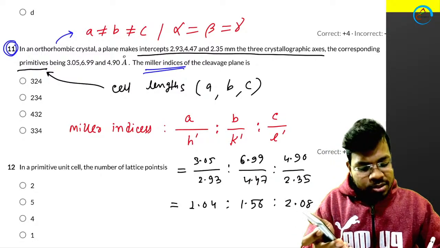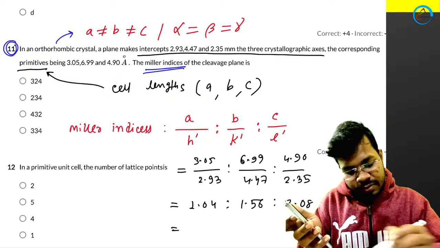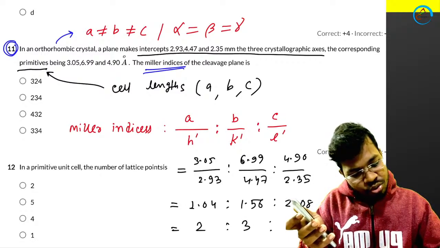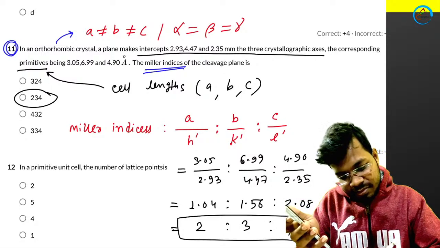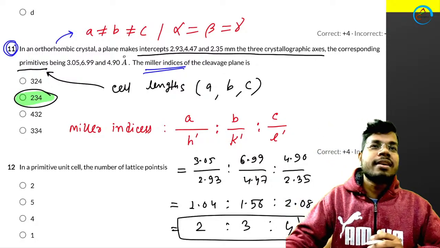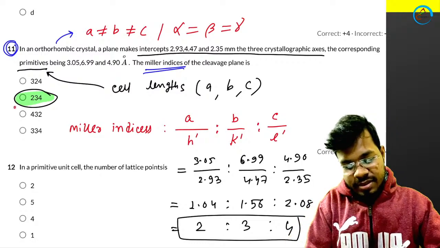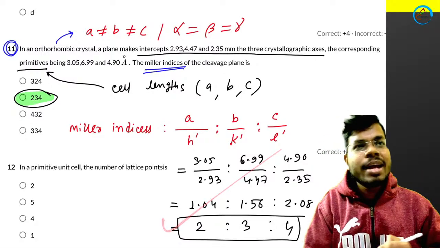So make this a whole number. It is 2, it is 1.5, it is 1. So if you multiply it by 2, what will you be getting? 2:3:4. This is your correct answer. No, option D is not correct. Simply option B is correct. Okay, that's your answer. It's very simple.